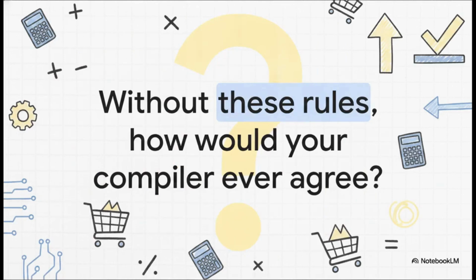To wrap up today's explainer, I want to leave you with this thought. Without these referee rules, how would your compiler ever agree on a final bill? I mean, if the grocery store software didn't know whether to calculate the tax first, or apply the discount first, or add the items first, you would literally get a different total every single time you checked out. Precedence and associativity are what bring ultimate order to the mathematical chaos.